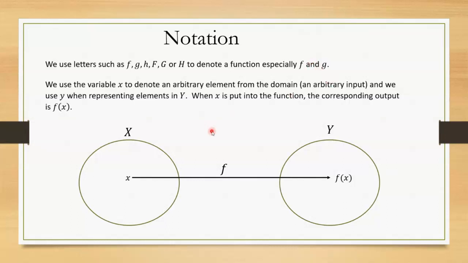Okay, if you remember from the definition, little x was something from the first set. And we actually use little x to denote an arbitrary element from the domain. So little x is what we use to denote something from the first set, the domain.